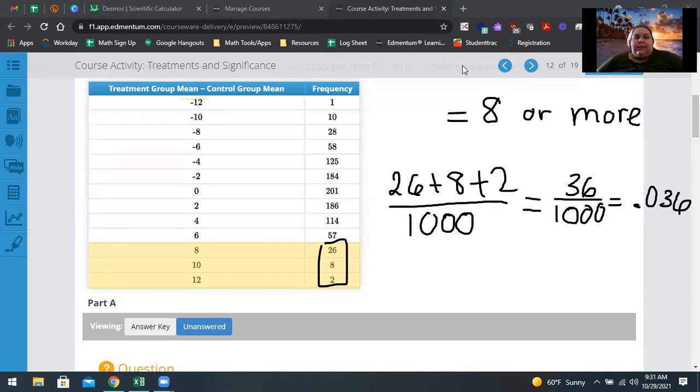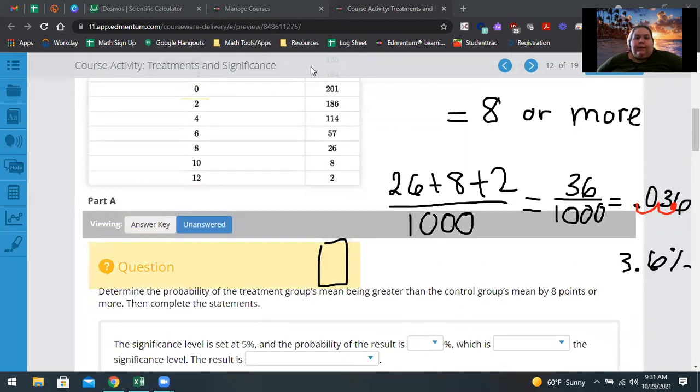But this is in decimal form, and I want this in percentage form. So to convert this to a percent, you just take your decimal and move the point over twice. That looks like 3.6%.